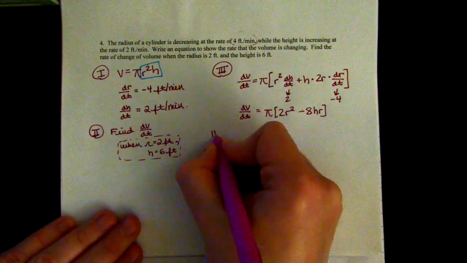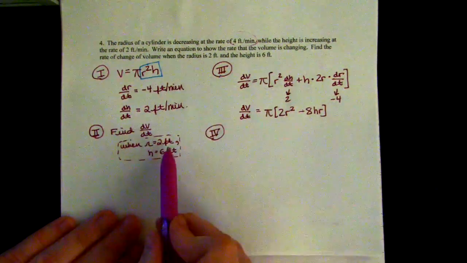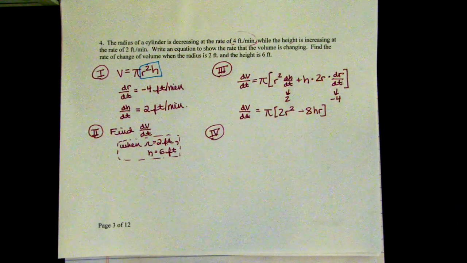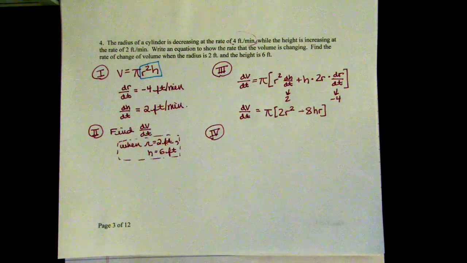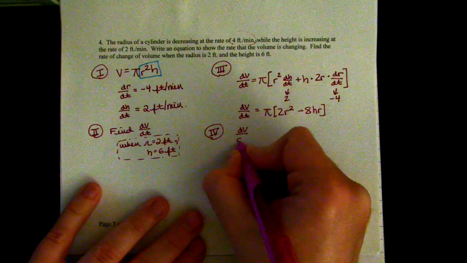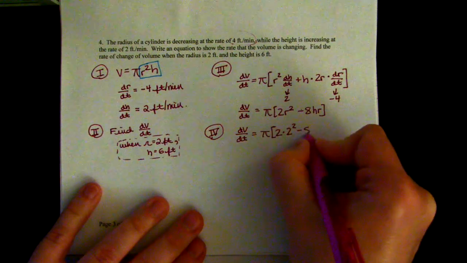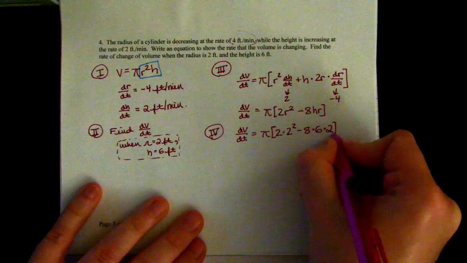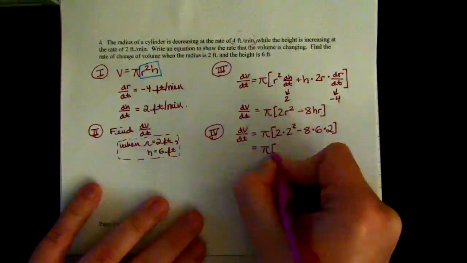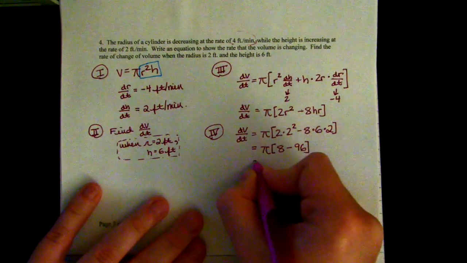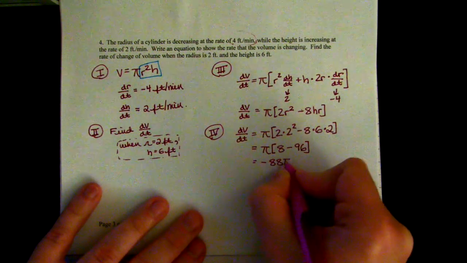Part 4, we're going to deal with our specific instant. I'd like you to plug in your 2 for r, your 6 for h. Get an answer. Yes, it's perfectly okay if you want to use the calculator for this. But let's try to get an exact answer that has a pi in it. And stick some units on your answer. See what you can do. Minus 48 times 2 is 96. I'm thinking negative 88 pi.